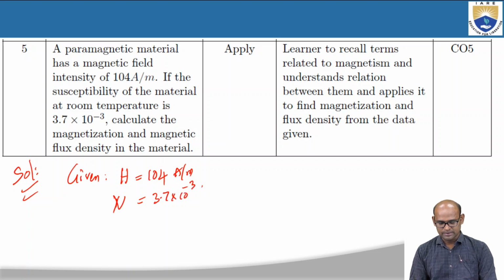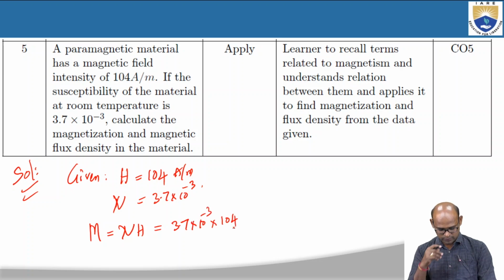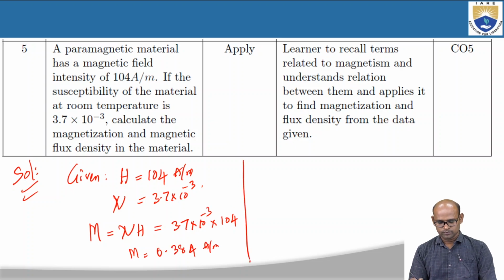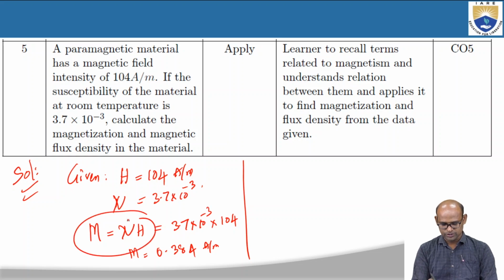So we need to calculate magnetization. Magnetization M is equal to chi into H. This is the direct formula, so we can substitute the value of chi, which is 3.7 into 10 power minus 3 into 10^4. We will get the magnetization, which is 37 amperes per meter. So that is the magnetization, and then we need to calculate magnetic flux density B.